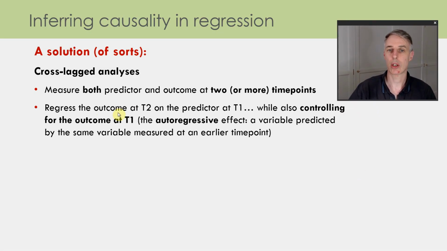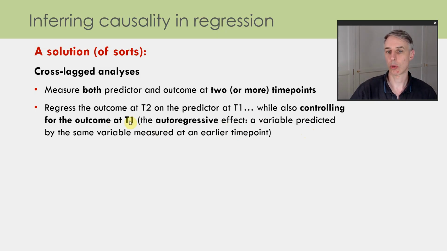Then you regress the outcome at time 2 on the predictor at time 1. So let's say commitment at time 2 regressed on identification at time 1, but also controlling for the outcome variable measured at time 1. So you would have a model where commitment at time 2 is predicted by identification and commitment both measured at time 1. The association between commitment at time 1 and commitment at time 2 is called the autoregressive effect. It's a variable being regressed on itself at an earlier time point.